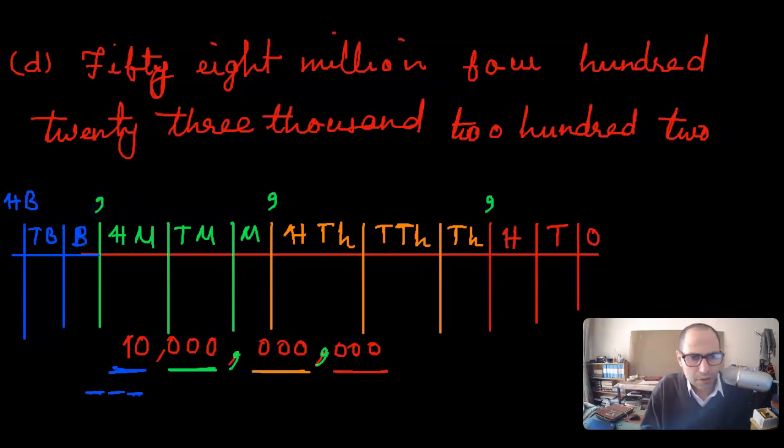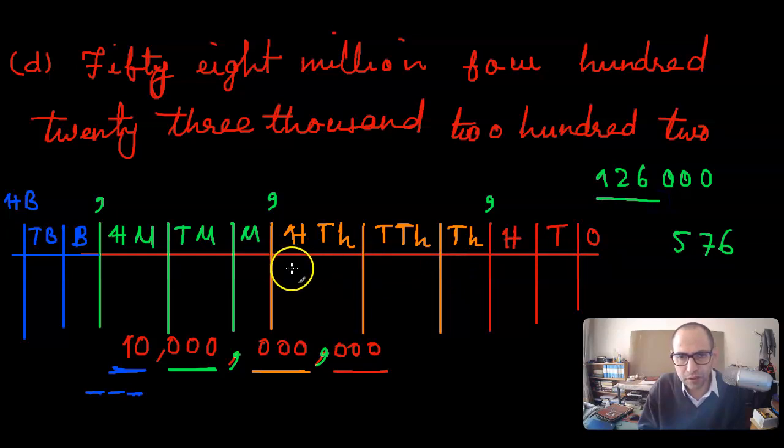So that's how the international system of numeration works. You have three digits here, three digits here, three digits here, and three digits here, and you just keep going with three digits. In the first three digits, you have the ones, the tens, and the hundreds place value. For example, a number like 576 comes exactly over here. Then you have the thousand, the 10,000, and the 100,000 place value. For example, 126,000. These three digits come exactly over here.